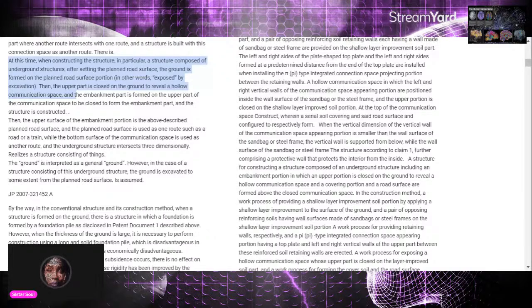It says that the upper surface of the embankment portion is the above described planned road surface, and the planned road surface is used as one route, such as the road or a train movement, fluctuation, frequency, your energy actually controlling that, the speed, the volume of it, so on and so forth, right? It says also that while the bottom surface of the communication space is used as another route and the underground structure intersects three-dimensionally realize a structure consisting of things.